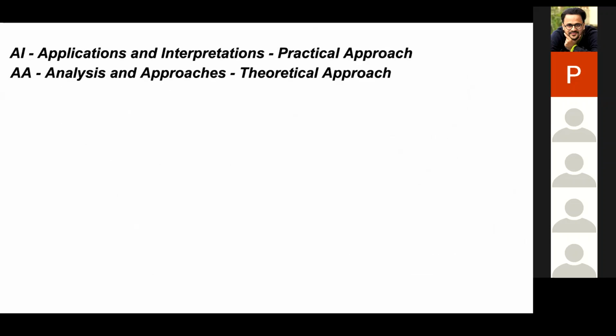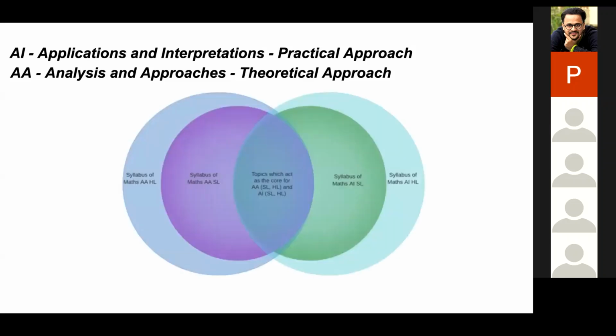Basically, the difference between AI and AA is that AI has a more practical approach, while AA, which is Analysis and Approaches, has a theoretical approach. In our new structure, which started from 2019, the standard level is now a subset of the higher level. So all the contents of the standard level are considered a subset, either in the case of AI or AA. There is also a certain intersection portion which is quite common. Earlier in higher level we used to call it the core curriculum. Now that core curriculum is common in AI and AA.